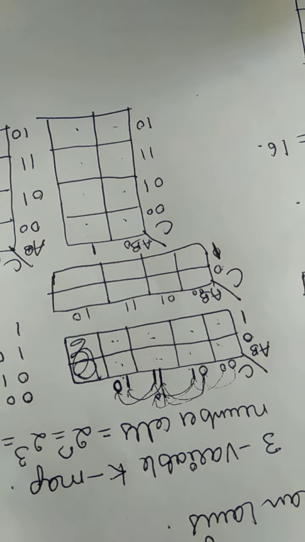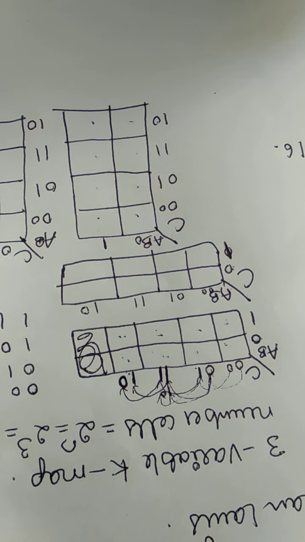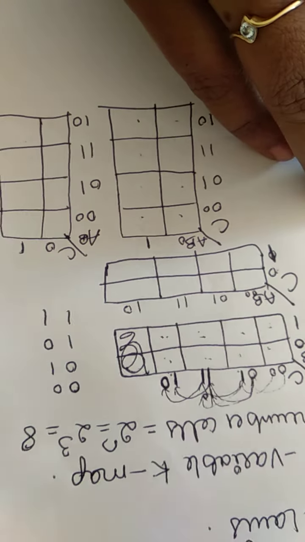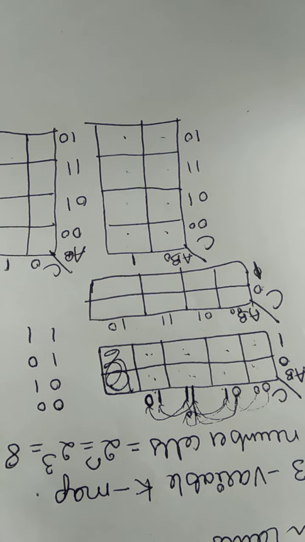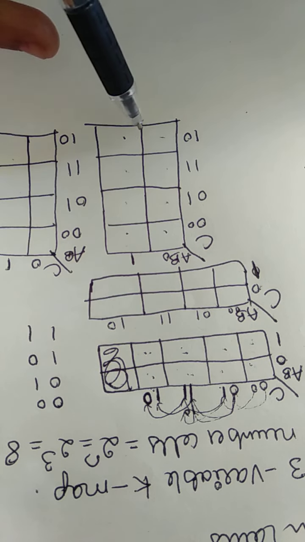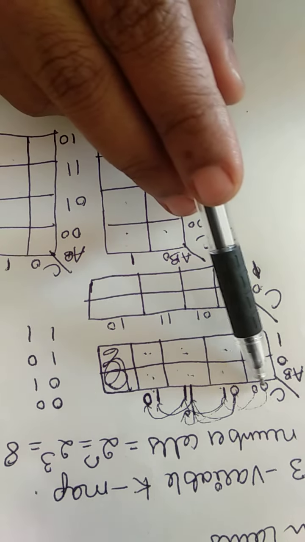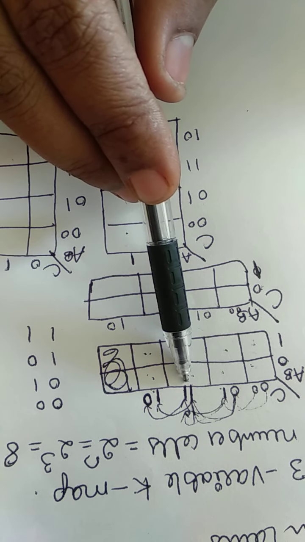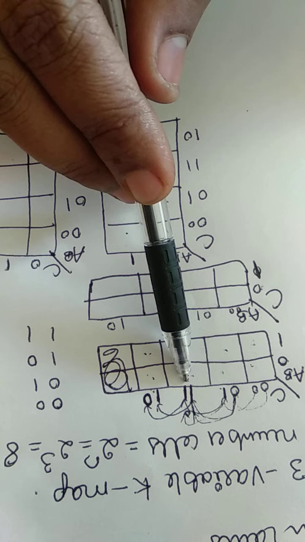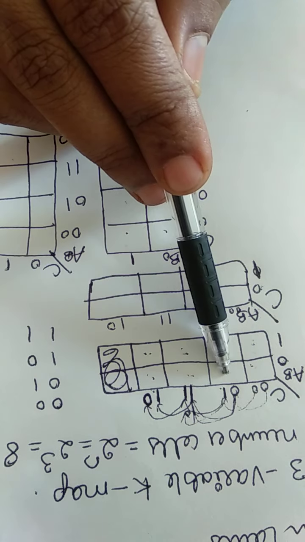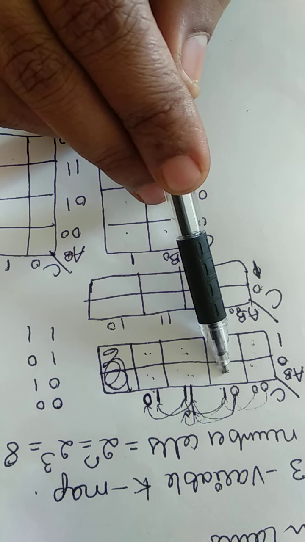Next, for 3 variable K-map, the number of cells, that is 2 raised to n, will be 8. You can draw the 3 variable K-map either horizontally or vertically. And why have we taken 1, 1 first? Because we need to change only 1 bit for every cell. So after every cell we have to interchange only 1 bit.